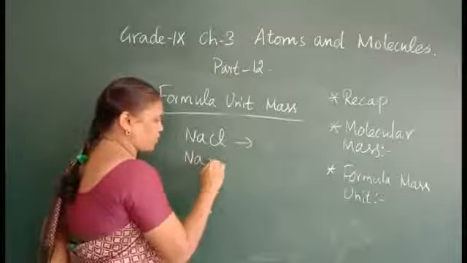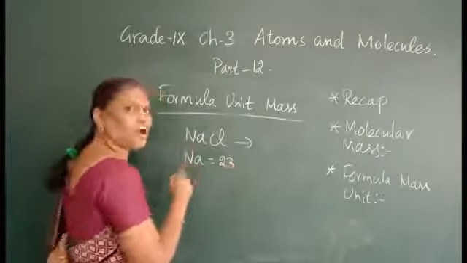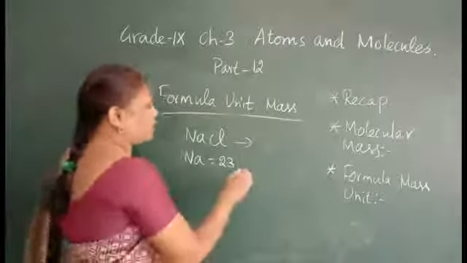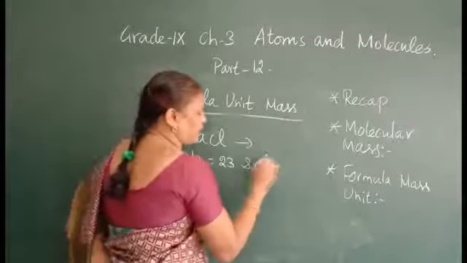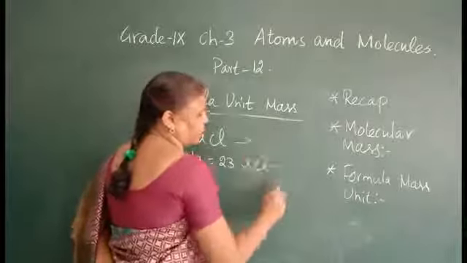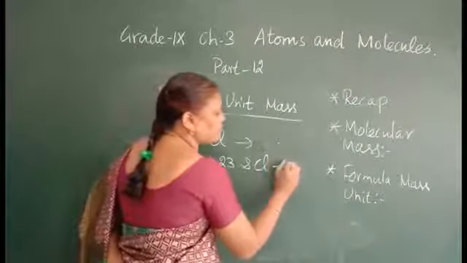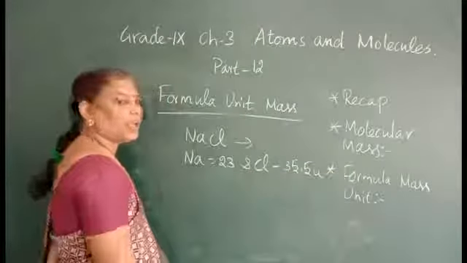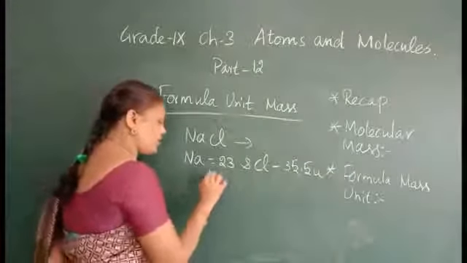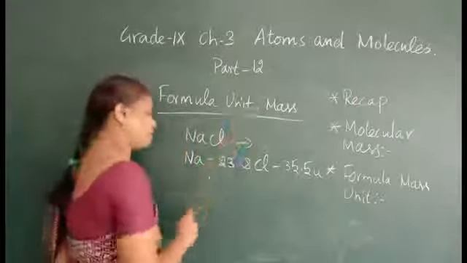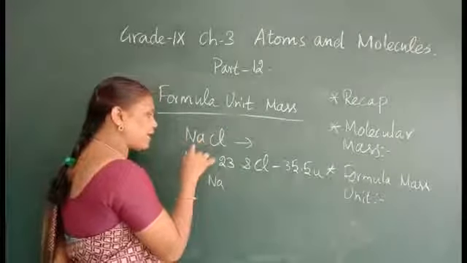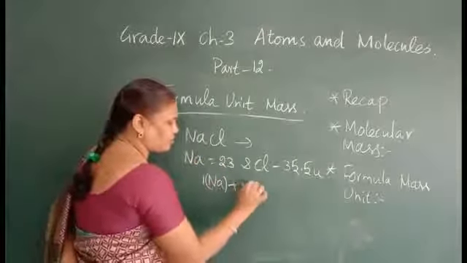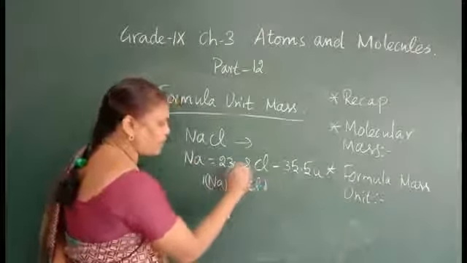The atomic mass of sodium is 23. Can you remember? Or you can see page number 34. It is 23. And what is it for chlorine? It is a capital letter and a small letter. For chlorine it is 35.5 U. Now you are going to add. You have to find the formula unit mass. For sodium, how many sodiums are there? Only one. And how many chlorine? Only one.